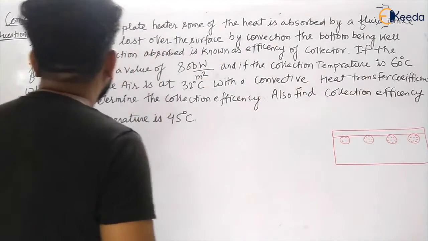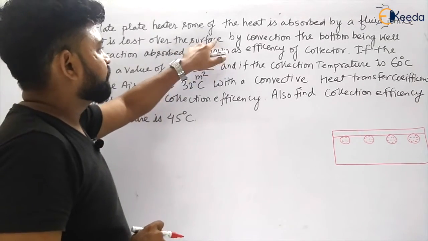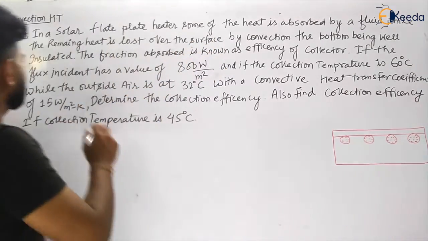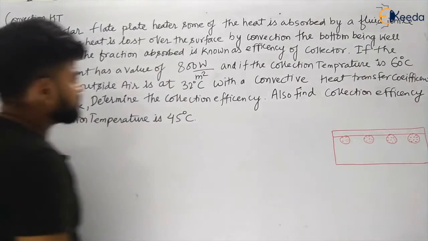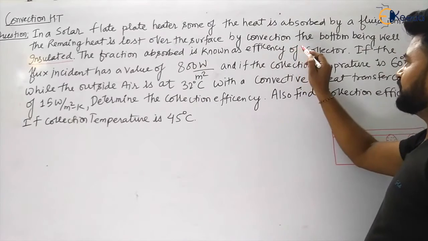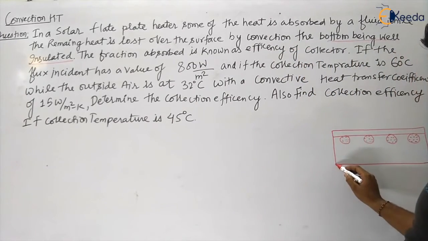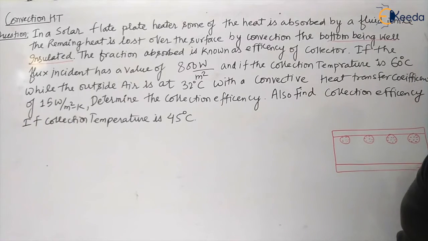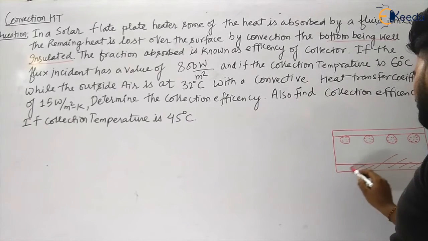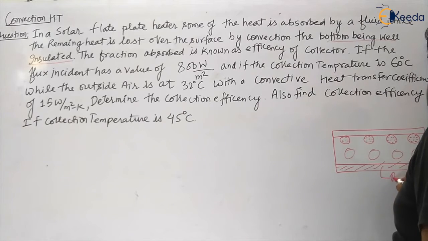While the remaining heat is lost over the surface by convection, the bottom being well insulated. So my dear students, what they have done is they have insulated that bottom. So the bottom is insulated, tubes are there. That is your insulated bottom.